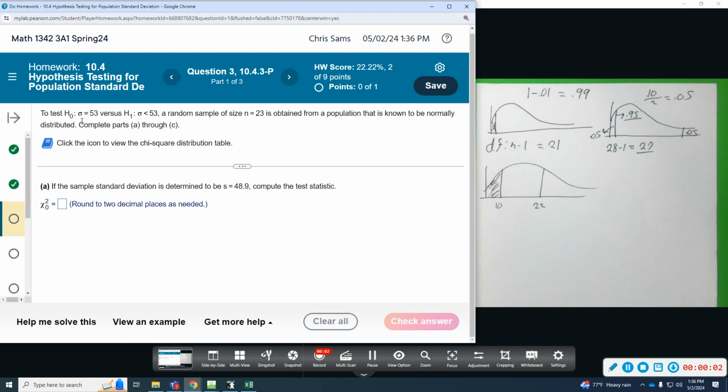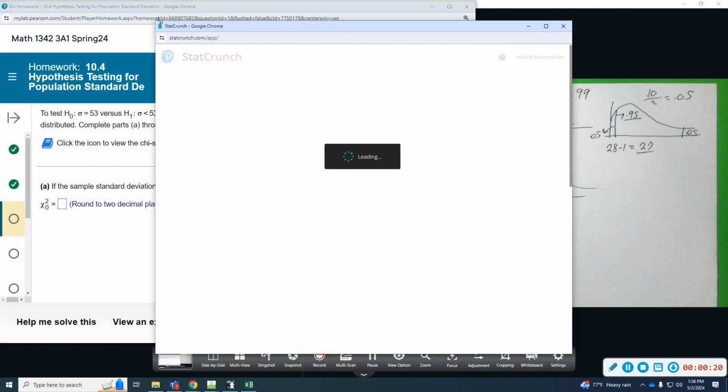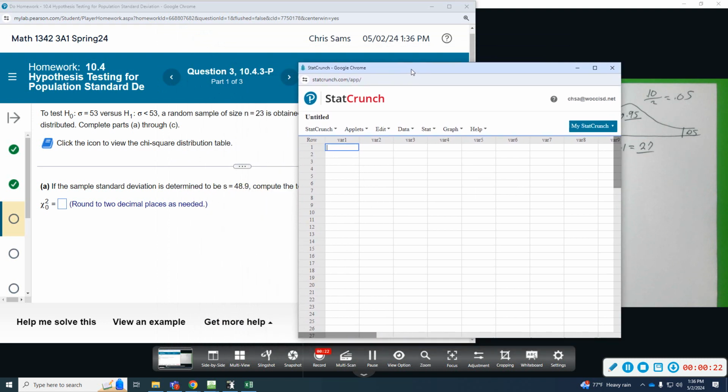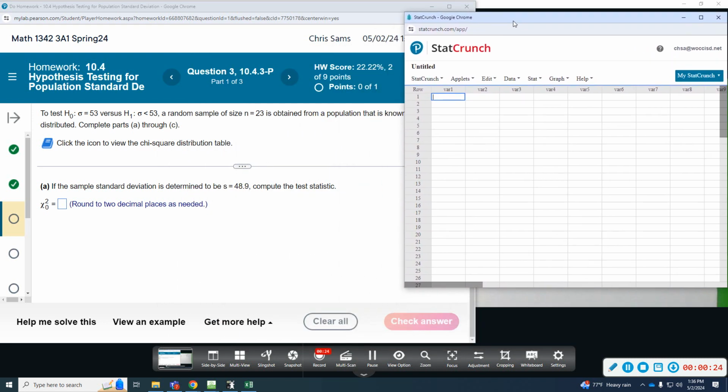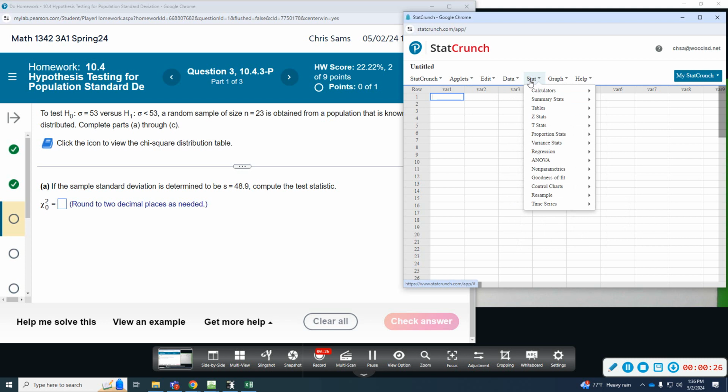Number 3, we're going to test the null that sigma is 53 versus less than 53. Sample size 23, known to be normal. We're going to find the test statistic first. Since we are using the variance, we have to make sure we square the standard deviation before we use them.